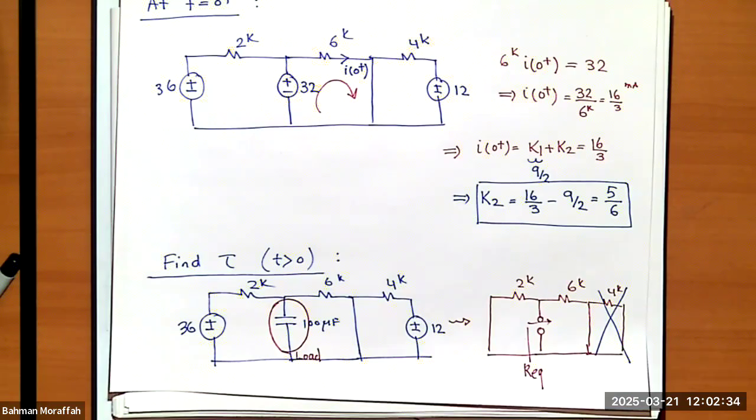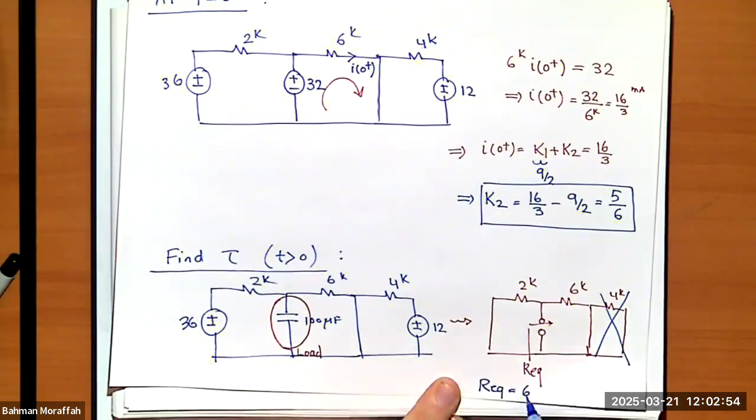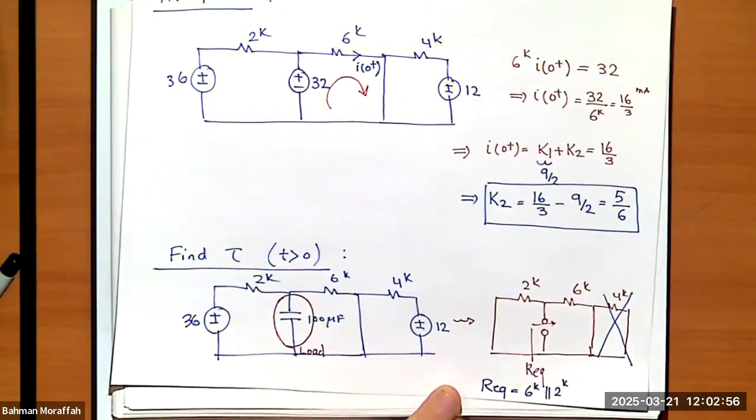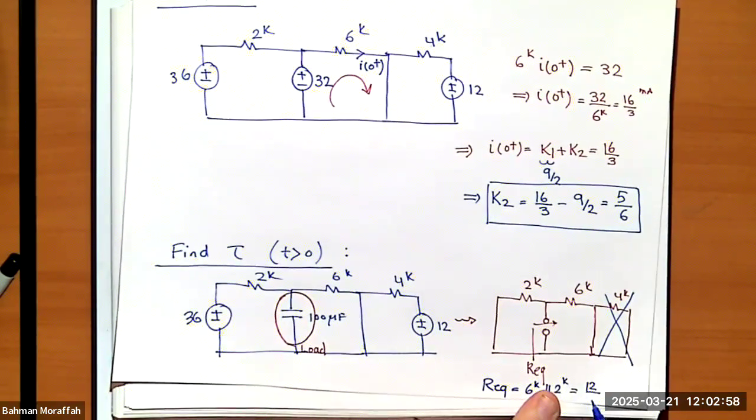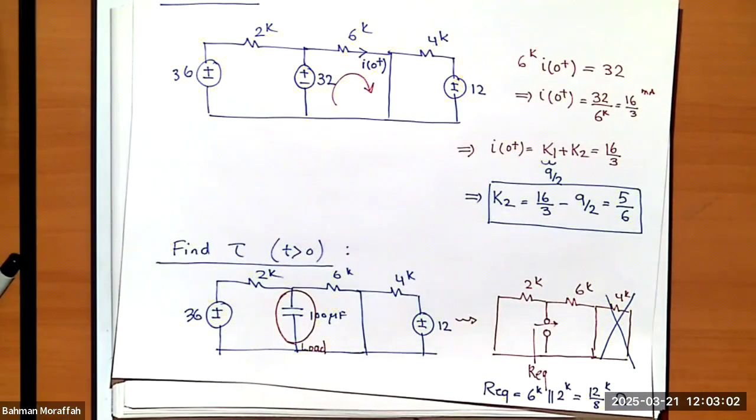So what is my R equivalent then? What is the relationship between this 6K and 2K? What is it? Parallel. Right? They're sharing the exact same head and tail. So our equivalent is 6K in parallel with 2K, which is 12 divided by 8 kilo ohms.